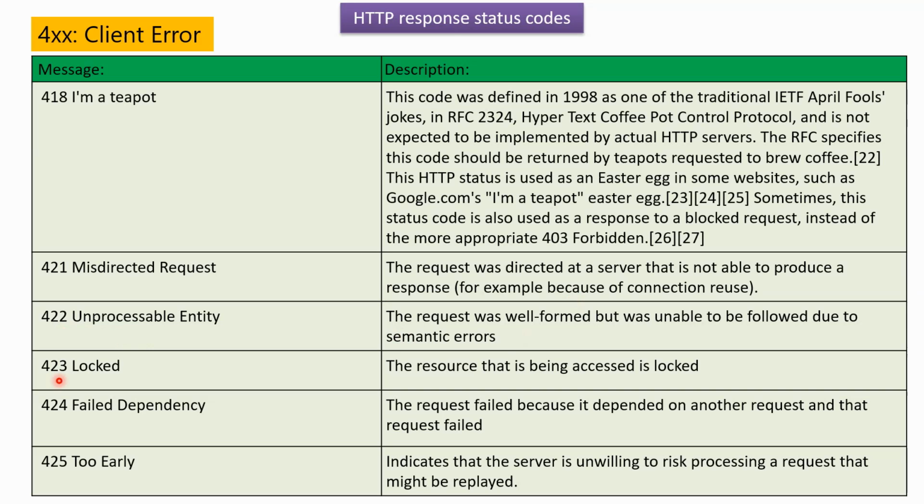Status code 423, which is nothing but locked. The resource that is being accessed is locked. Status code 424, which is nothing but failed dependency. The request failed because it is dependent on another request and that request failed. Status code 425, which is nothing but too early. This status code indicates that the server is unwilling to risk processing a request that might be replayed.